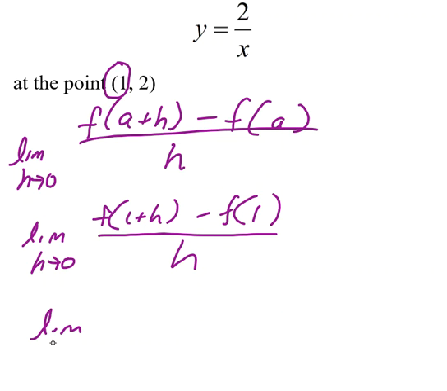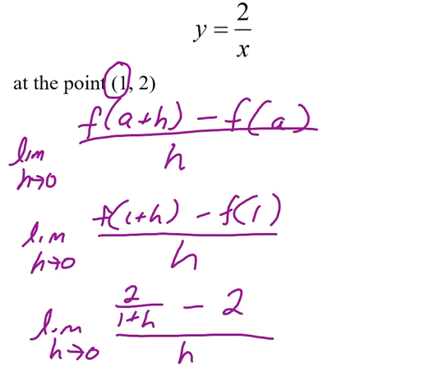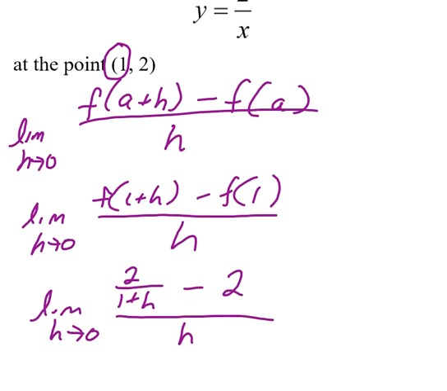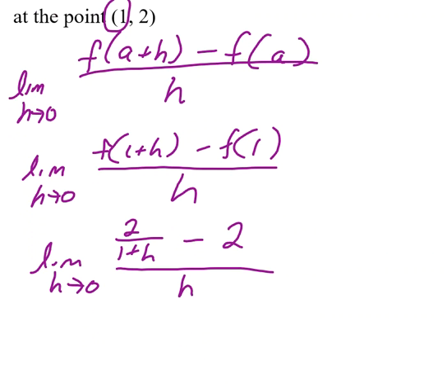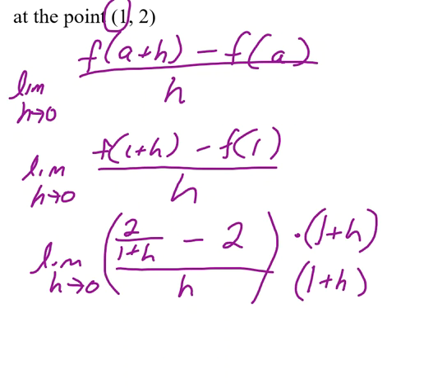So we want the limit as h approaches 0 of 2 divided by 1 plus h minus 2. 2 divided by 1 is 2, all over h. Now again, we have another one of our types of algebraic simplifying. Here we have a complex fraction. So I'm going to multiply the top by 1 plus h and the bottom by another 1 plus h. What that does is it will simplify these fractions within the fractions for me.